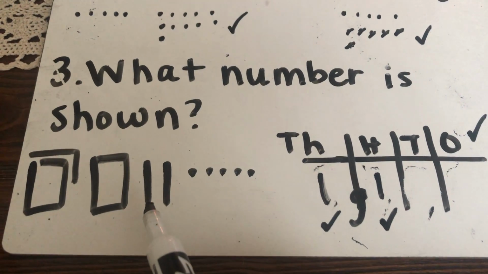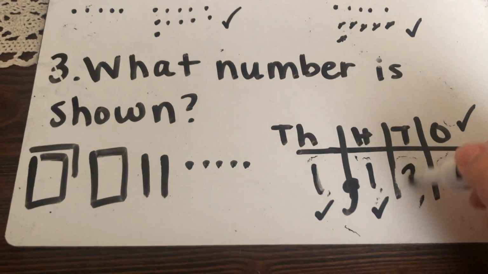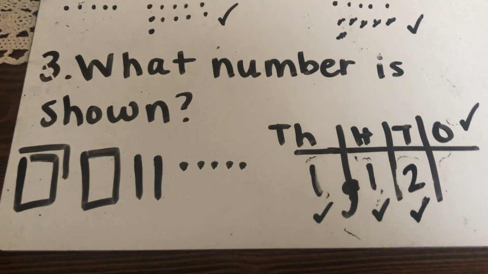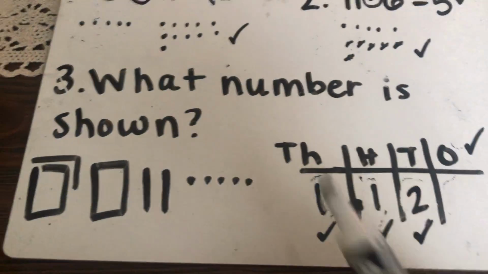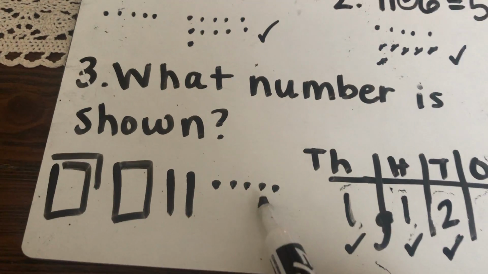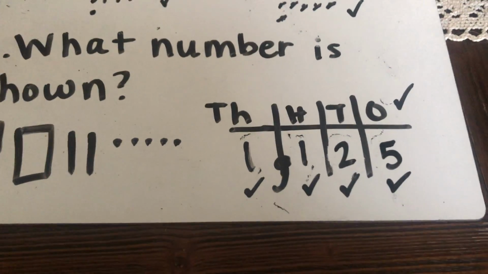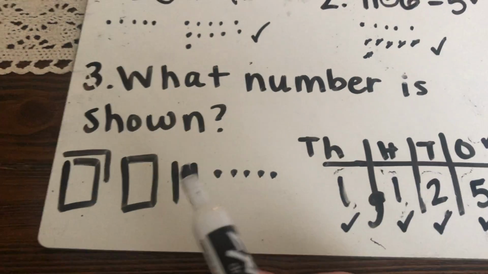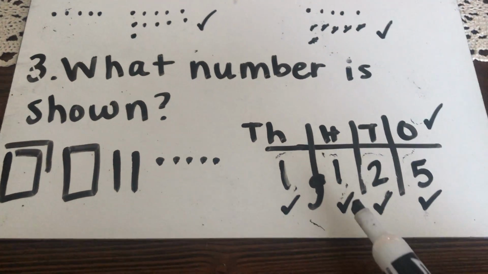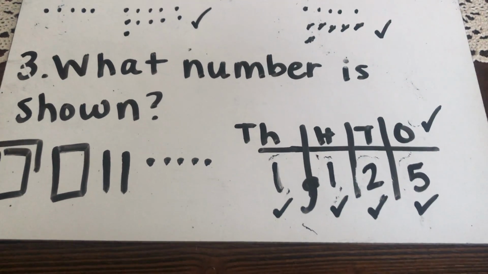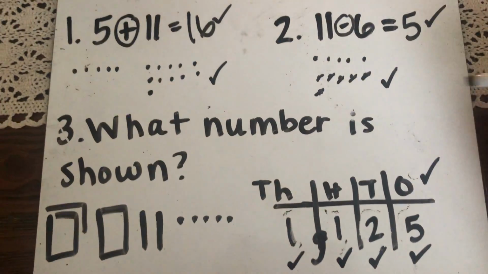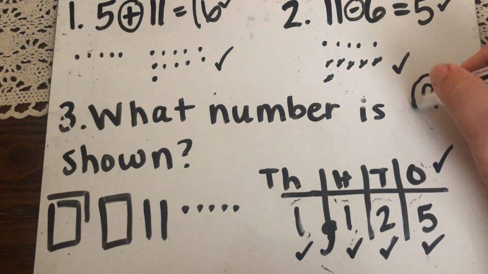And let's move on to the tens. 1, 2. We got 2 tens in the tens place. If you got a 2 in the tens place, give yourself a check. And then we have 1, 2, 3, 4, 5 ones. If you got a 5 in the ones place, give yourself a check. So these blocks represent the number 1,125.